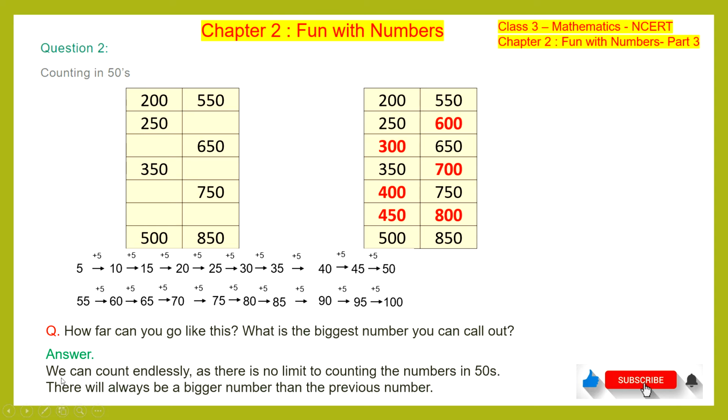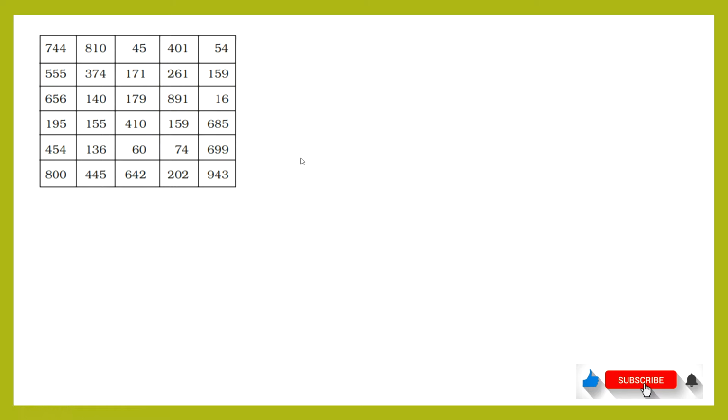The answer to this question will be, we can count endlessly. There is no limit to counting the numbers. As we know, we will always get the next number if we add 50 to the previous one. There is always a bigger number than the previous number. So that's all written over here. Hope you understood. We'll move to the next exercise.